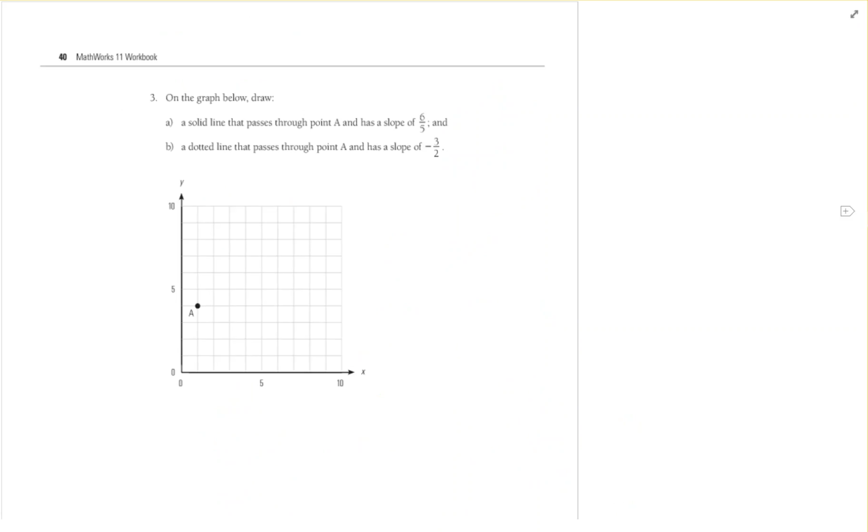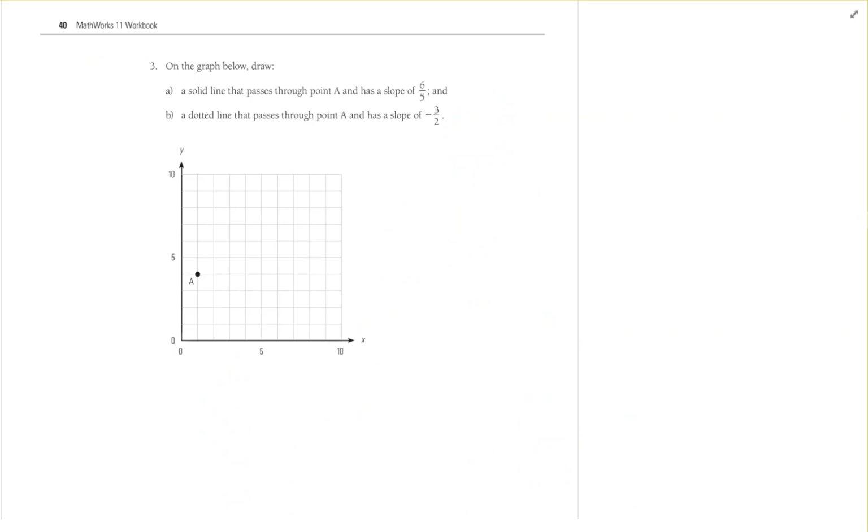All right, moving on. Okay, so 3 here says, on the graph below, draw a solid line that passes through point A and has a slope of 6 over 5. And I'll zoom in a bit.